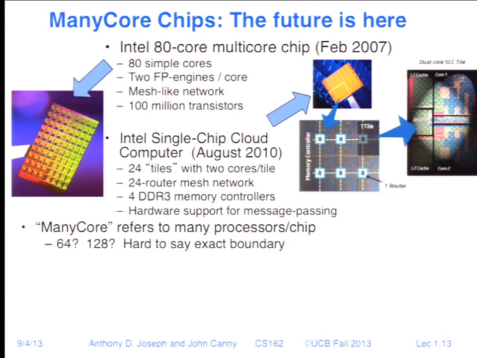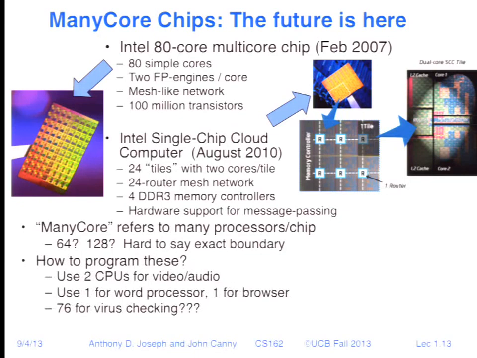Now, what is many core? It's hard to say. Is there an exact boundary? Is it 16? Is it 32, 64, 128? It's a lot of cores. And one of the biggest challenges I think we're going to face is, in the past, we could just sit back and our programs got faster and faster. Now we have to figure out how to divide our programs up to make them run in parallel instead. And as we're going to see in the next few weeks when we work on synchronization and when you work in the project on synchronization, that's really hard.